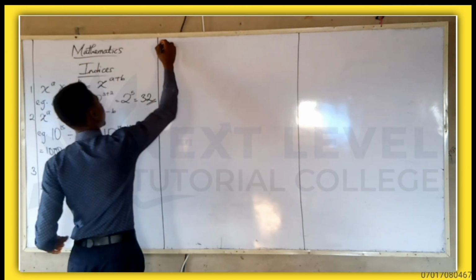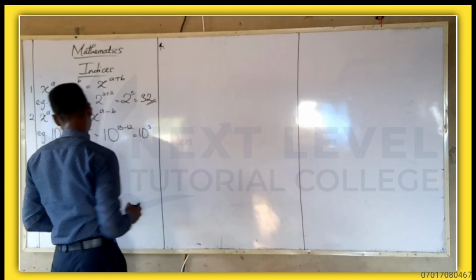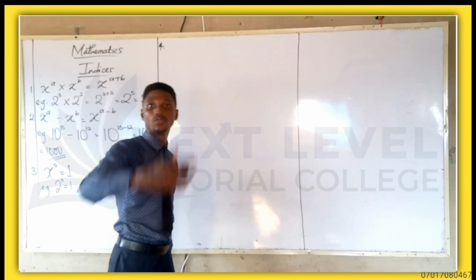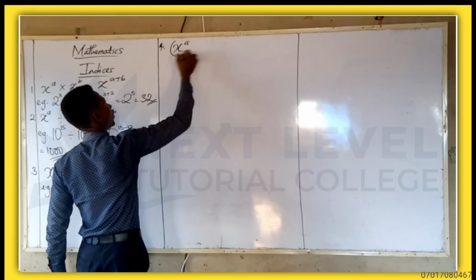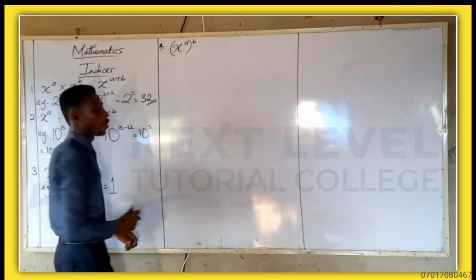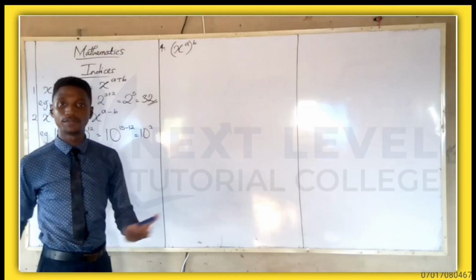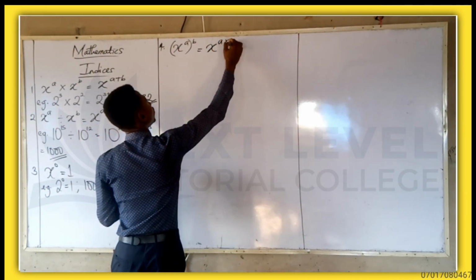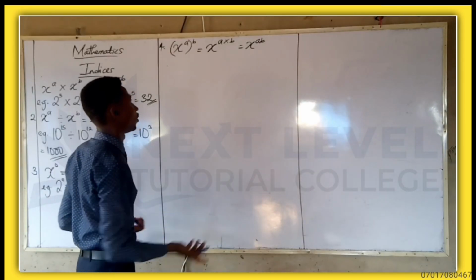Now let's go to the next rule of indices, number 4. For this one, I'll be looking at the rule where we take a power to another power. For example, if we have x raised to the power a, and then x to the power a is taken to the power b, what do we do? We simply multiply the two powers. That will become x raised to the power a times b, that is x to the power ab in this case.